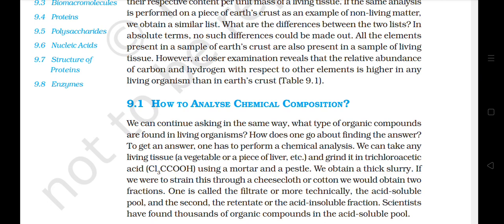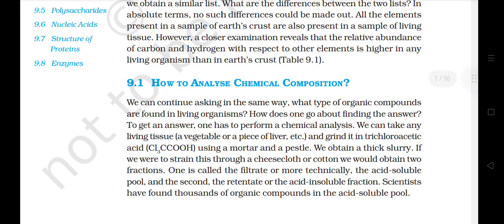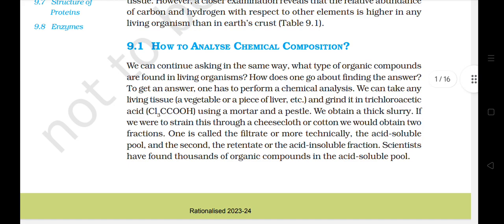No such differences could be made out. All the elements present in the sample of earth crust are also present in the sample of the living tissue. However, a closer examination reveals that the relative abundance of carbon and hydrogen with respect to other elements is higher in any living organism than in the earth crust. Table 9.1. How to analyze chemical composition?